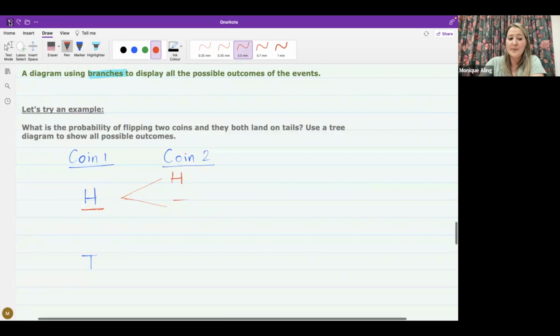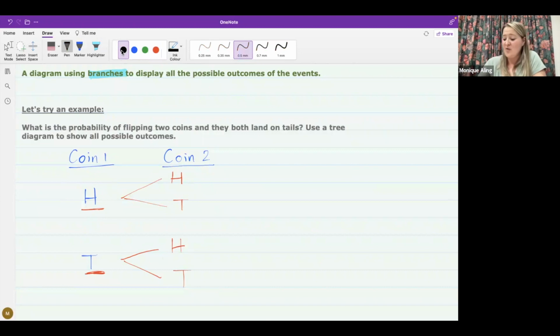Or I've tossed coin one and it's landed on tails. When I toss coin two, it could land on heads or it could land on tails. So that's a really basic small tree diagram. We then fill in the last column, which is the important column. It tells us all our possible outcomes.